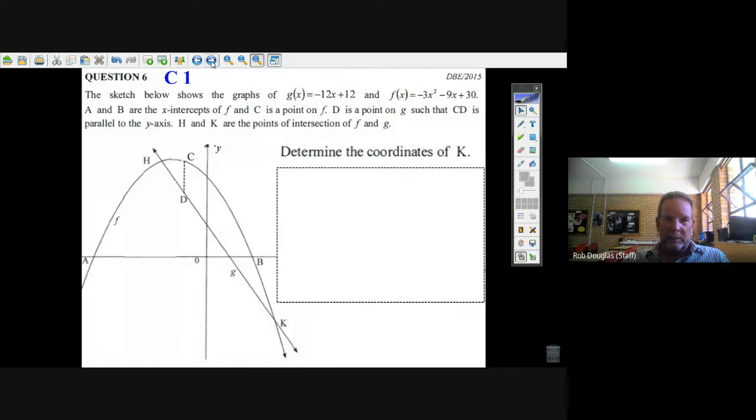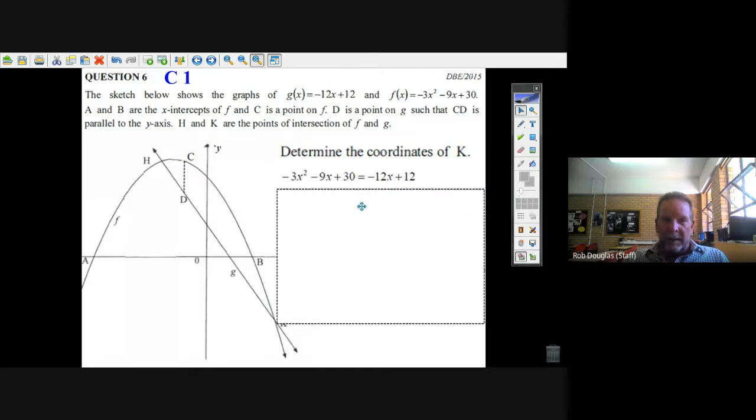Let's look at the next question. Determine the coordinates of K. Well, this one's a little bit involved because you're trying to find out where the line intersects, crosses the parabola. You want to find out where the line equals the parabola. So what do you do? You just let the two functions equal each other. Let f equal g, and then you solve that.